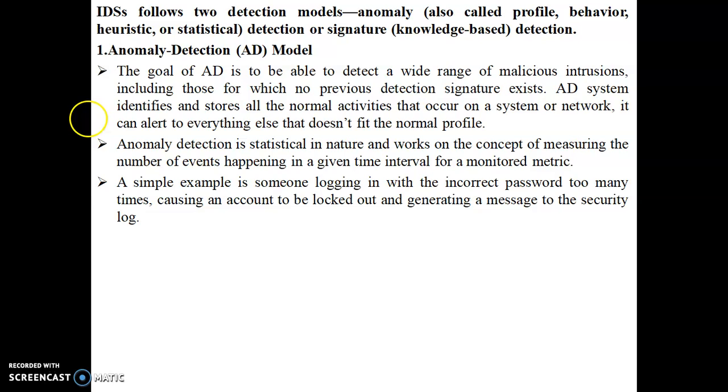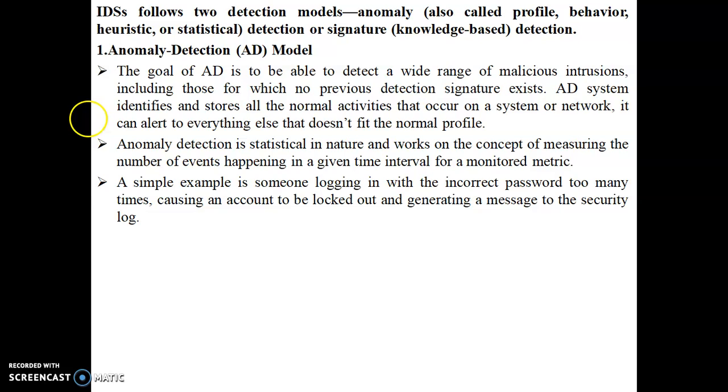The goal of AD is to be able to detect a wide range of malicious intrusion, including those for which no previous detection signature exists. It identifies and stores all normal activities that occur on a system or network, and it can alert to everything else that does not fit the normal profile. See, what is the basic meaning of anomaly detection? It means something which has deviated from the normal.